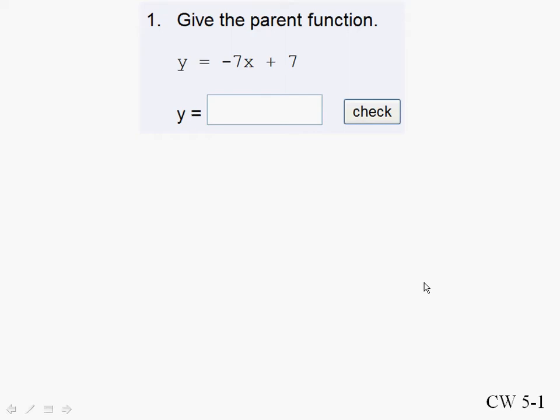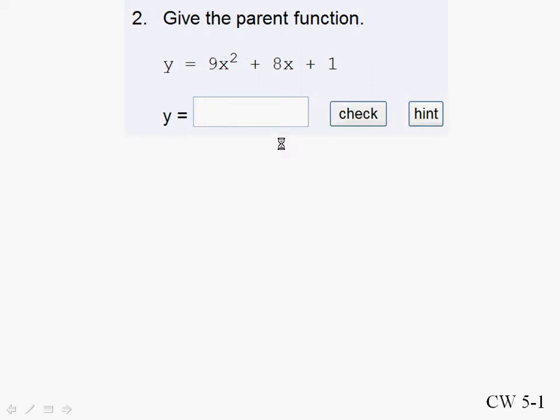Classwork 5-1 examples. Number 1, give the parent function. So this is a review of something we've already done. The parent function for this would be y equals x, because we have x in the equation and the greatest exponent is 1. So this is a linear example.